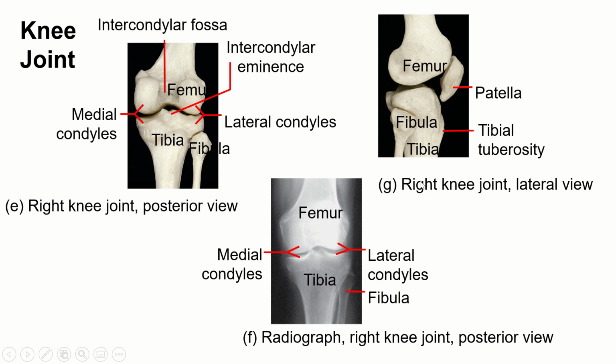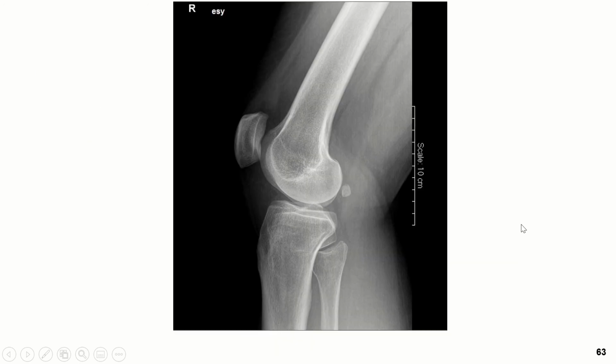And then this is what it looks like from the side. And you can see how the patella just kind of floats here on the front of the femur. And as you bend the knee, the patella then stays in this position and moves against the femur.